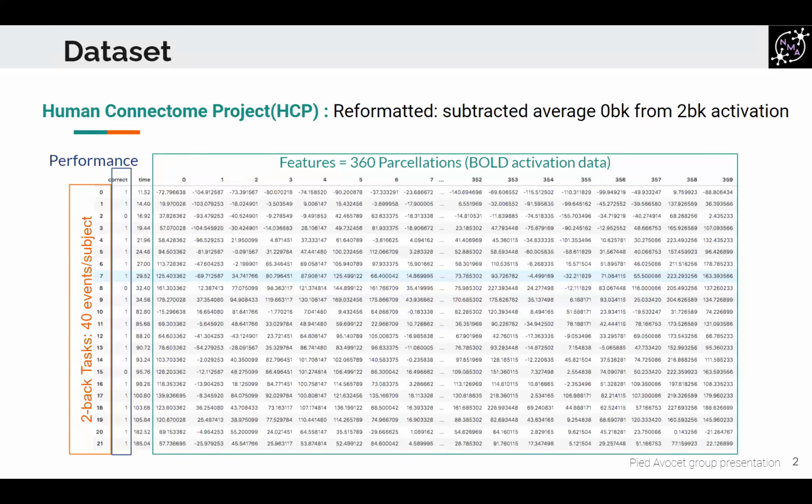So the first step we did was we collected all the data from all the different subjects and made it into one frame that contained all the features, the BOLD activation data features and the performance. And then we subtracted the average 0-back from all the 2-back activation so that it wasn't interfering with our signal.